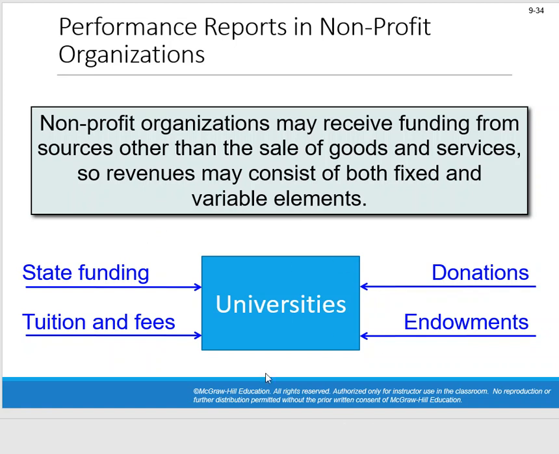Here they're saying a university, for example, it gets funding from the state, which is a mixed funding. Probably some of it's fixed and some of it's based on number of students, that kind of thing. Tuition and fees collected, that's probably mostly variable. But then things like donations and endowments, that could be very tricky to predict. The endowments might be kind of fixed, but the donations might vary a lot. So harder to do this type of performance report for a nonprofit organization, but they still should do budgeting and look at performance reports. It's just a little bit different.